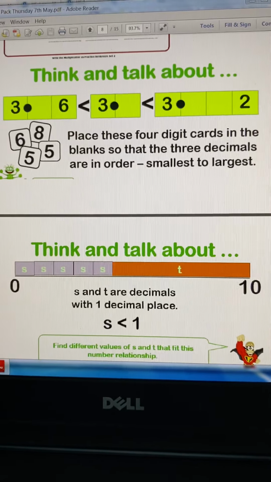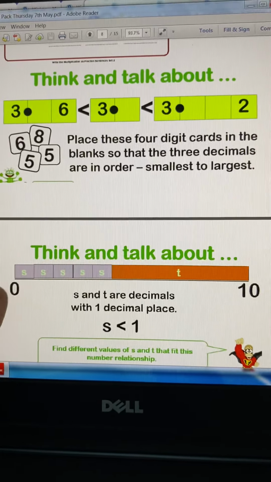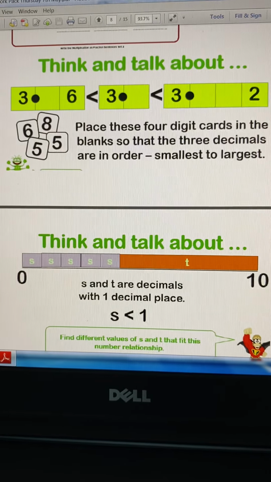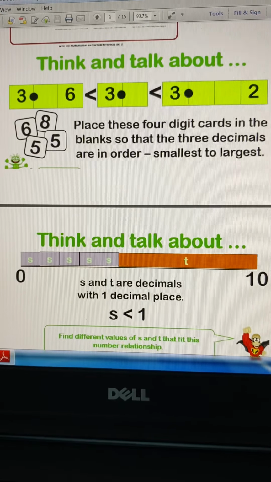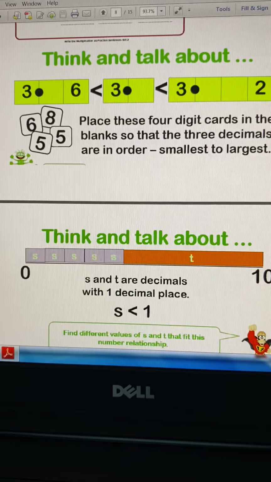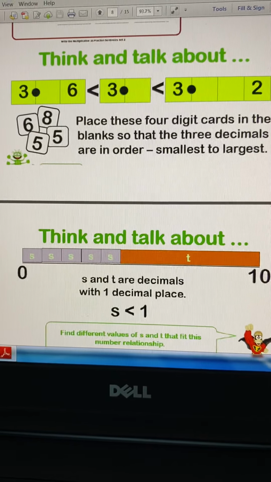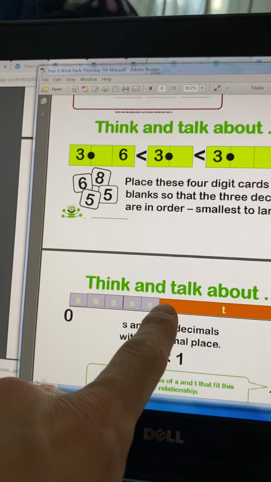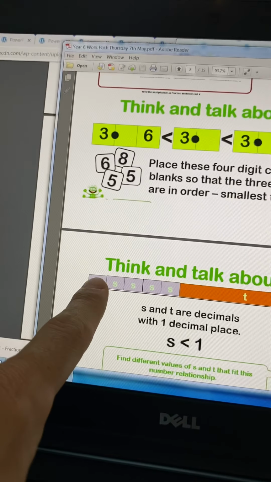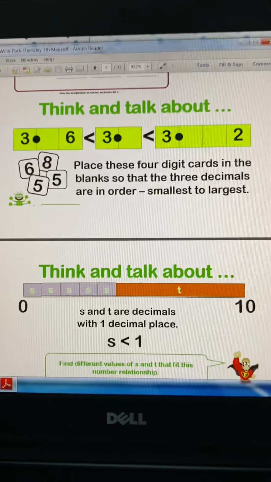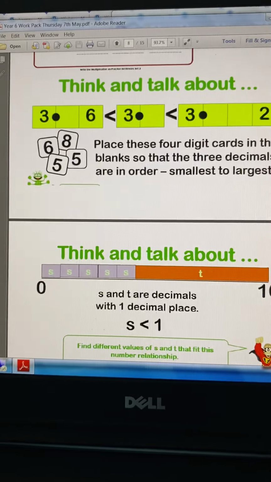When it comes to this one, it's quite a simple number line, 0 and 10. You know the exact jump from 0 to 10 is 10. Now S and T are decimals with 1 decimal place, and S is less than 1. So each one of these is less than 1 whole. So they have to be 0.1, 0.2, 0.3, 0.4, 0.5, 0.6, 0.7, 0.8, 0.9. It has to be one of those answers.